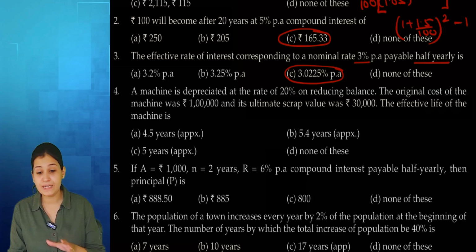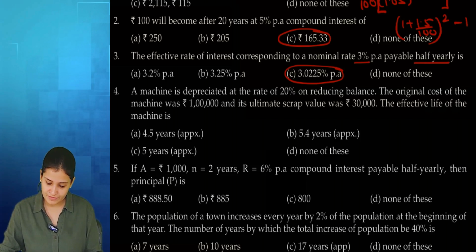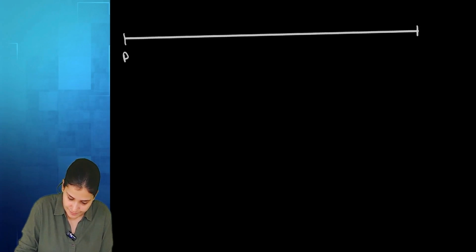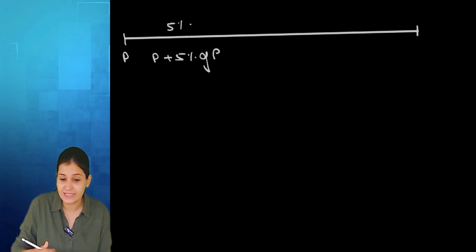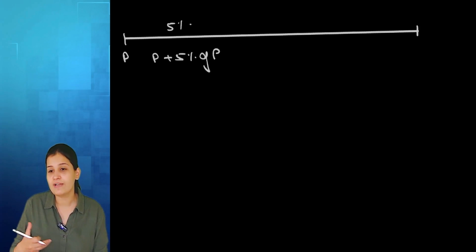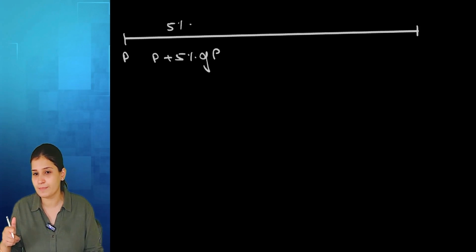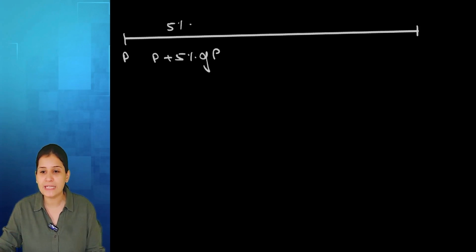Question number 4. A machine is depreciated. We haven't done this, but it's a very similar concept. Now, what will happen when we are talking about depreciation? See, when we talk about interest, on this principal P, if the rate is 5%, we add P plus 5% of P because the interest gets added. Now, if I buy a two-wheeler at 1 lakh and use it for 1 year, the value gets depreciated by 5%. That means if I want to resell it after 1 year, how much will I get? 1 lakh minus 5% of 1 lakh. Yes, the value will reduce. Do you all agree?